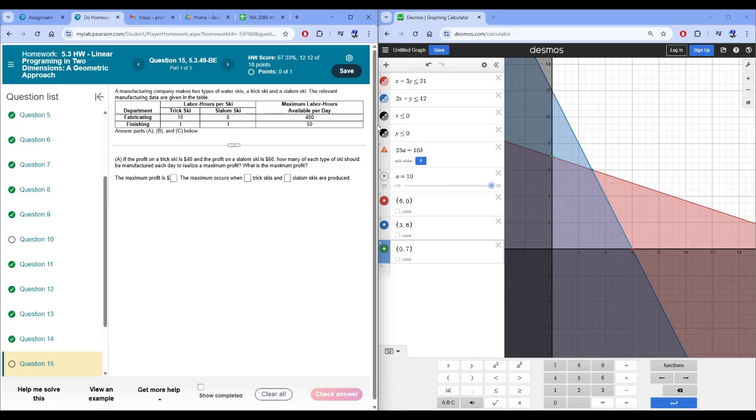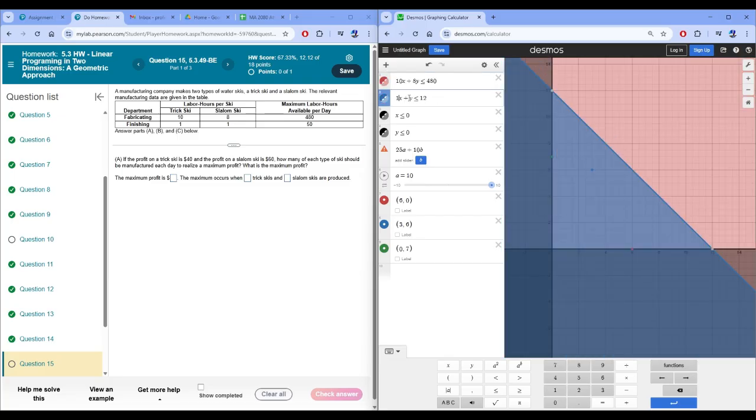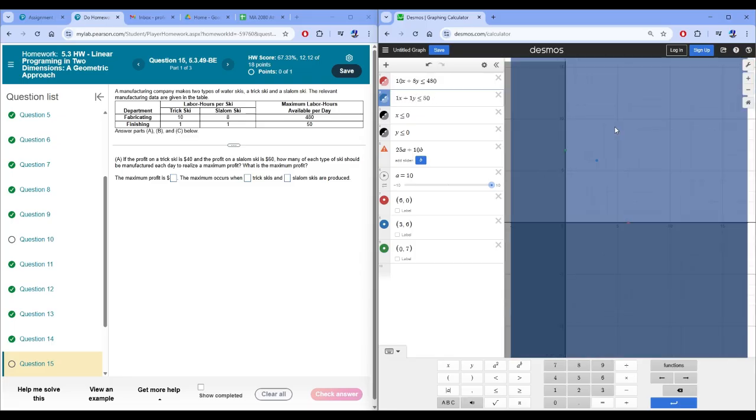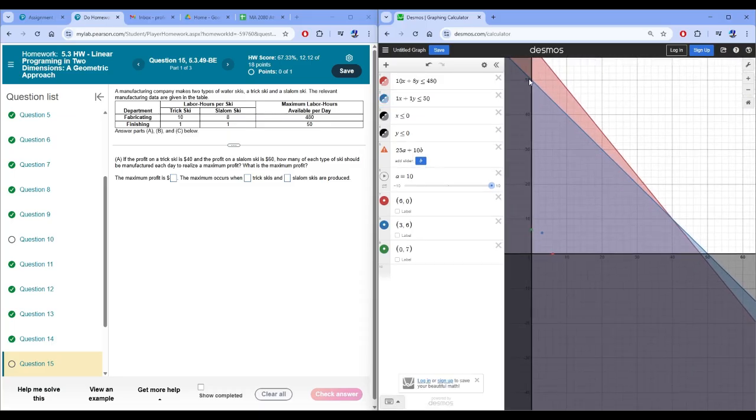So here what we're going to do is we're going to graph this, right? So I think this equation was 10x plus 8y is less than 480. And I think this equation was 1x plus 1y is less than or equal to 50. I've gotta zoom out a little bit, and then it's these points, right?